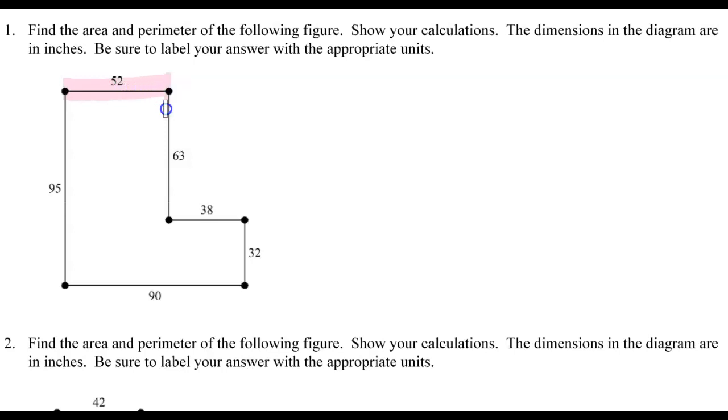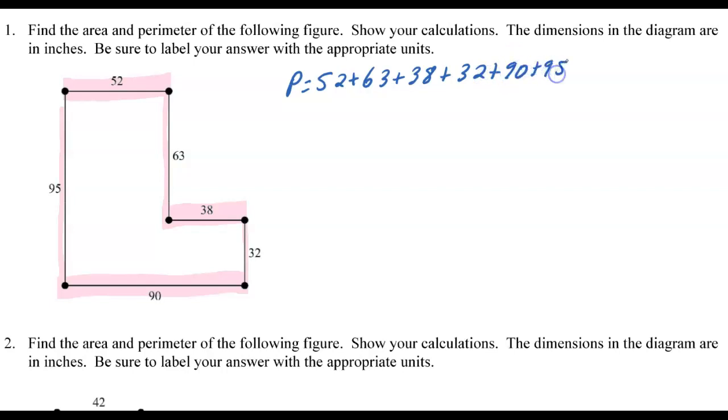So if I were to go around this object, and I'm highlighting it in pink, and if I were putting, say, baseboard around the room, how much baseboard would I need? Well, the perimeter would be 52 plus 63 plus 38 plus 32 plus 90 plus 95. And when you add that up, you get 370. So you would need 370 feet of baseboard.